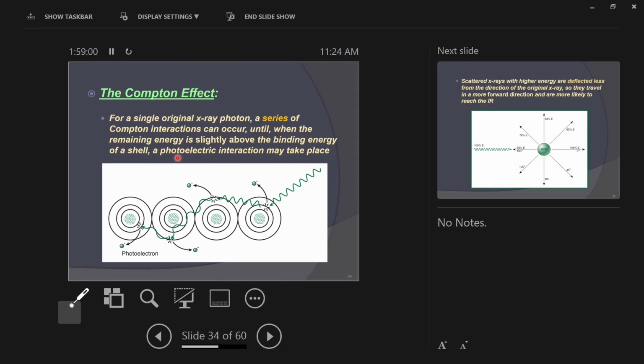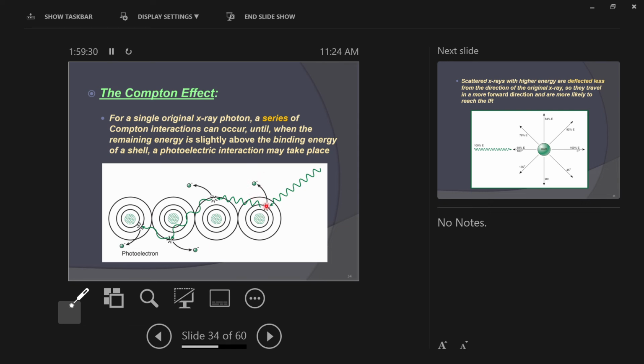Now, it is possible for a single X-ray photon, a series of Compton interactions can occur until the remaining energy is slightly above the binding energy, and then a photoelectric interaction happens. Okay, so follow this through from right to left. You have a high energy photon coming in. It happens to have enough energy to eject an orbiting electron. So here you have your orbiting electron ejected.